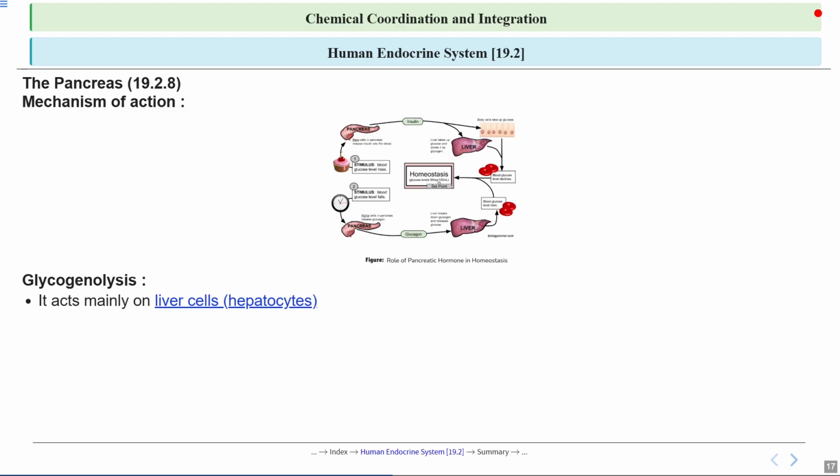So it acts mainly on liver cells, or we can say hepatocytes. So hepatocytes, we know, are the main type of cells in the liver, and they are responsible for carrying out most of the liver's functions such as detoxification, metabolism, and producing essential proteins. So it stimulates the breakdown of stored glycogen into glucose. We have just talked about it.